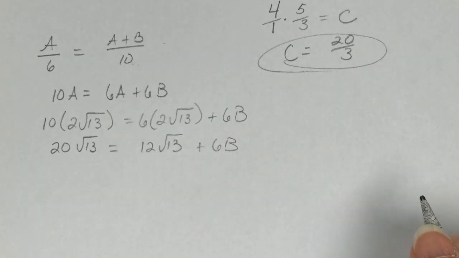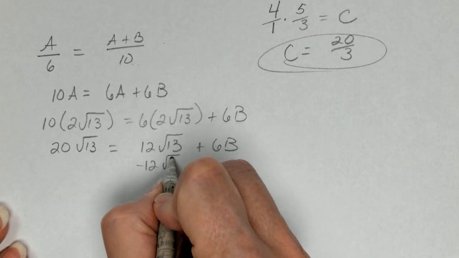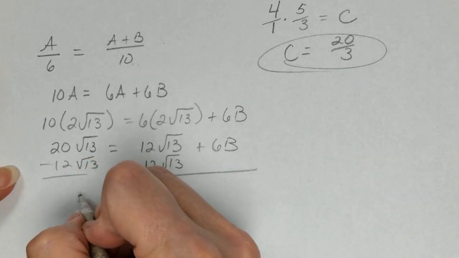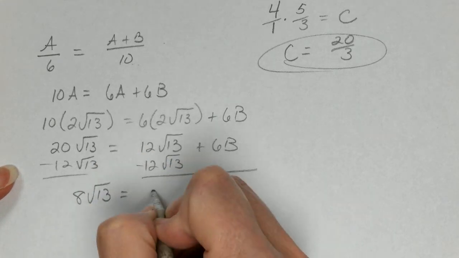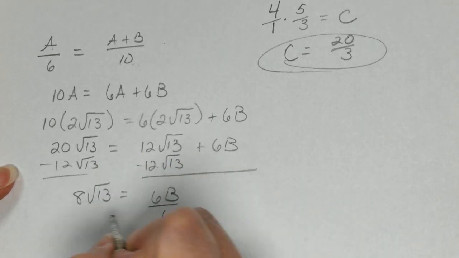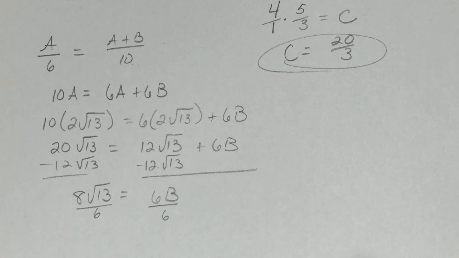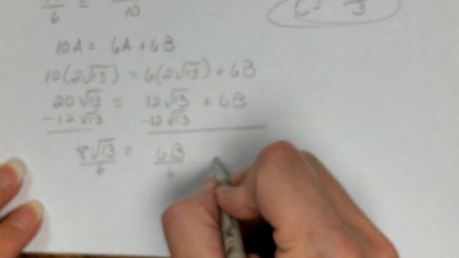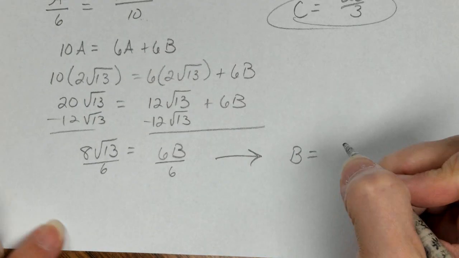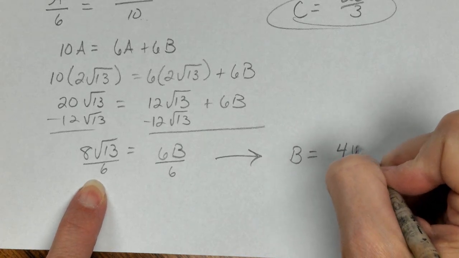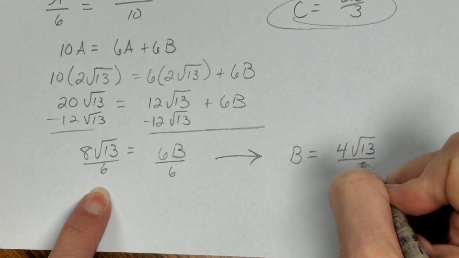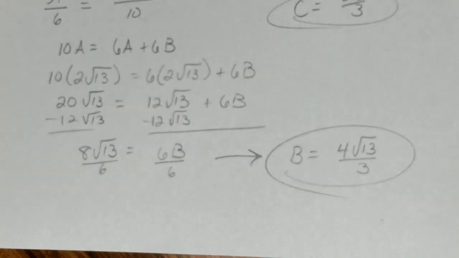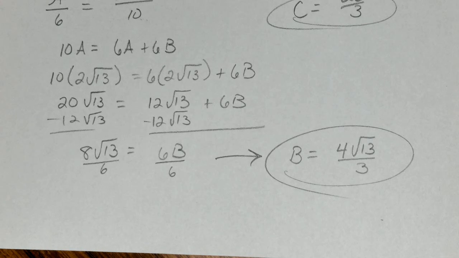And then we subtract 12 root 13 from both sides. 20 minus 12 is 8. 8 root 13 equals 6B. Divide both sides by the coefficient. So 8 root 13 over 6, and that reduces. 8 and 6 are both even. So B equals 4 root 13 over 3. And we are now done with that problem. I hope you have fun with these things.